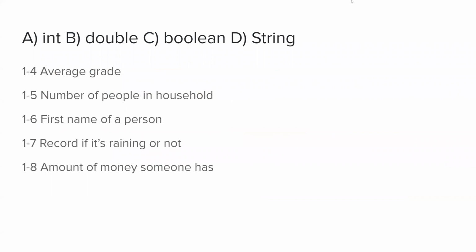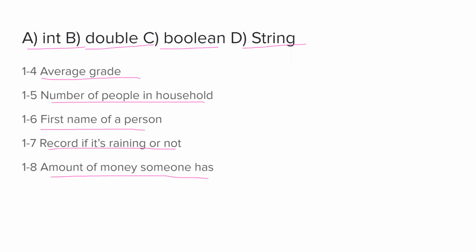So let's check for understanding. We have A int, B double, C boolean, and D string, and we have average grade, number of people in household, first name of person, record if it's raining or not, and amount of money someone has. Put a letter next to each to show what data type resembles it. Please put your answer or your best educated guess for each, and we will review it. So we'll pause the video, and I'll see you soon.